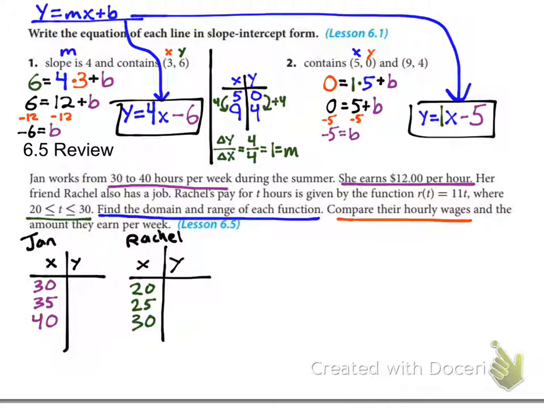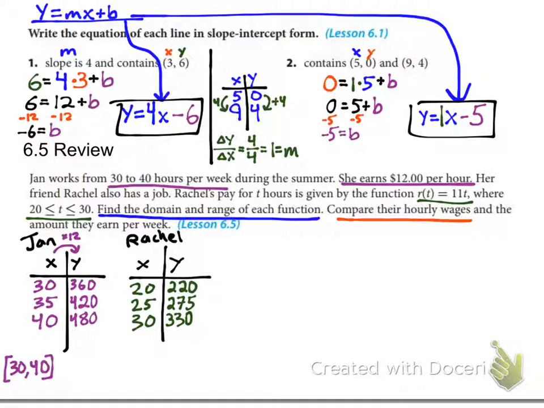Jan earns $12 an hour. That means we're going to take the time, x, and multiply that by 12. 30 times 12 is 360, all the way to 40 times 12 is 480. For Rachel, it gives us the equation. That's almost the same thing, except we're multiplying by 11. So take 20 and multiply by 11, and take each of those and multiply by 11, and we get the output.